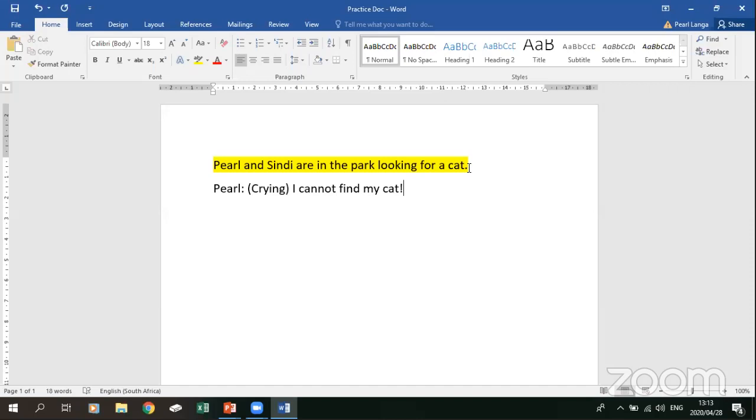Right. So if you look at it carefully, I've set the scene. Pearl and Cindy are in the park looking for a cat. And we have our first character, Pearl, colon, crying, I cannot find my cat. Right. Let's give Cindy some character as well. Cindy's name goes on the left-hand side, colon. Let's say maybe Cindy's laughing, which is not very nice.